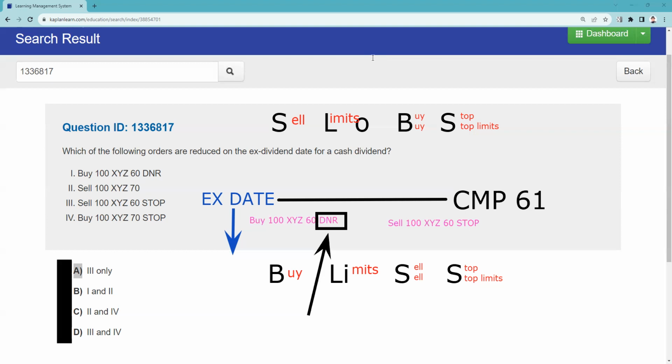The only other order we have that's below the market is the sell stop. Because remember, the sell limit, Roman numeral 2 there, is placed above the market. So 2 is not part of what we need to look at. So that's out. A sell stop is indeed below the market, and then a buy stop is above the market. That's Roman numeral 4. So that's out. So all we need to worry about now is this sell stop at 60. And again, that is below the market. And so we are going to adjust that. And so the answer to this question is 3 only, choice A.